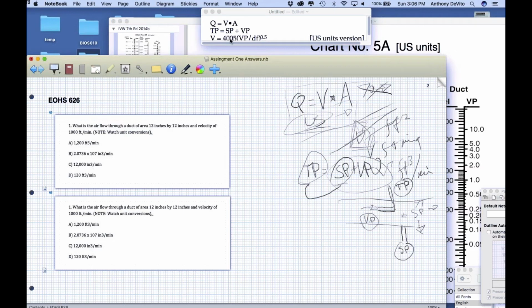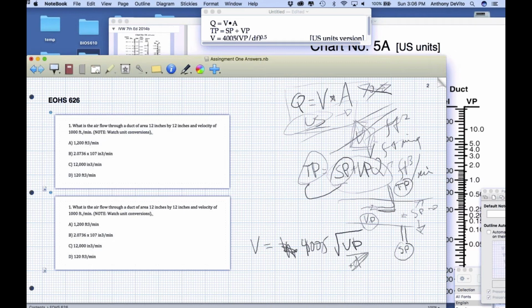Okay, and the third formula that I wanted to make sure we brought up was the relationship between the velocity pressure and the velocity in the ductwork. So the velocity in the ductwork in feet per minute is equal to 4,005 times the square root of the velocity pressure. Very frequently you'll see that also with the density factor included in that, like that.